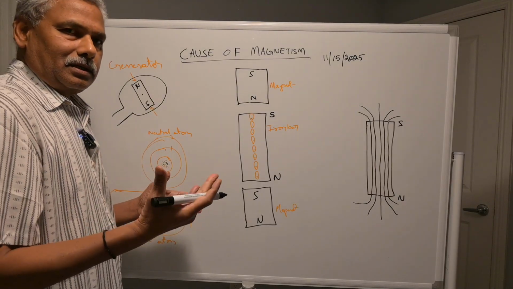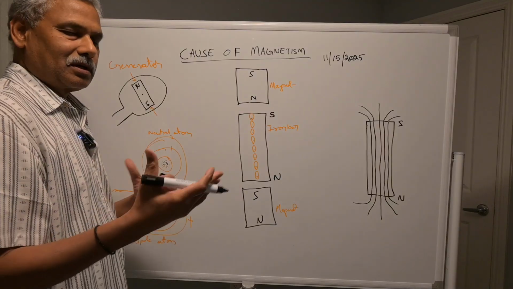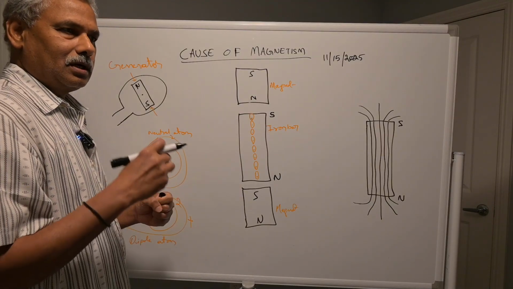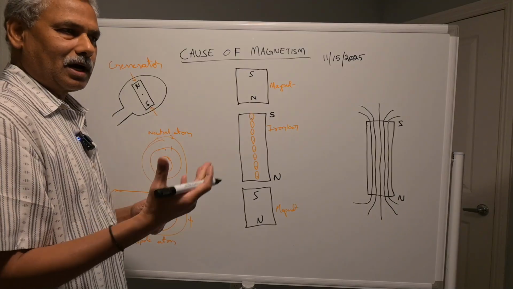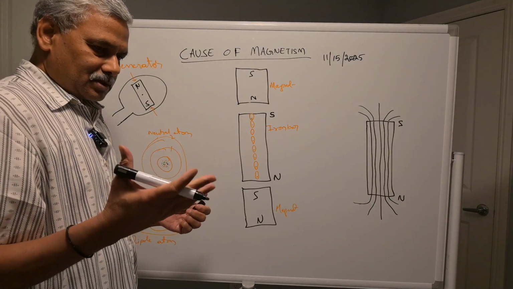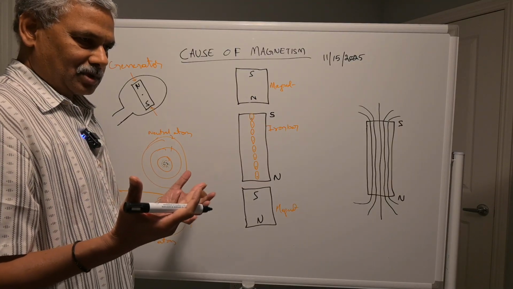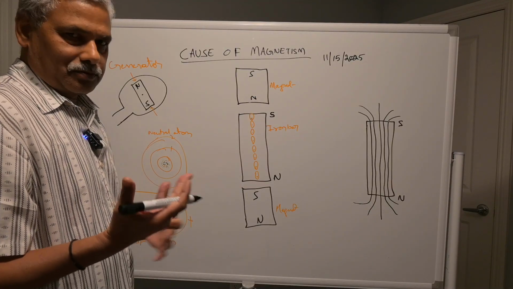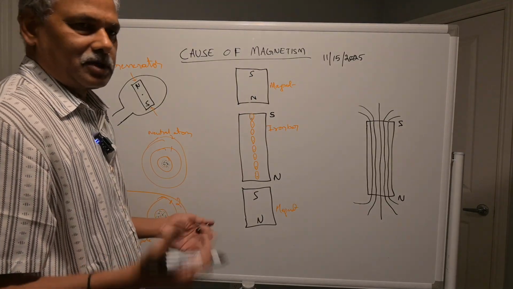The standard theory explanation for magnetism is alignment or spin of electrons in the atoms that causes the north and south poles of the magnet. Somehow I'm not convinced of that theory, how the alignment of electrons causes the magnetism. If you are convinced of that theory, you can skip the video.